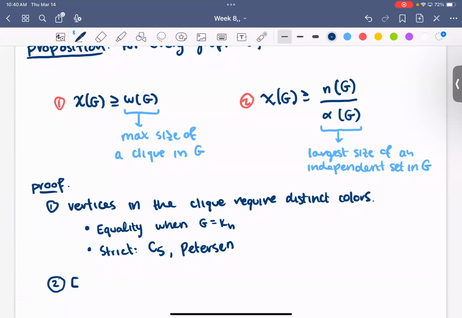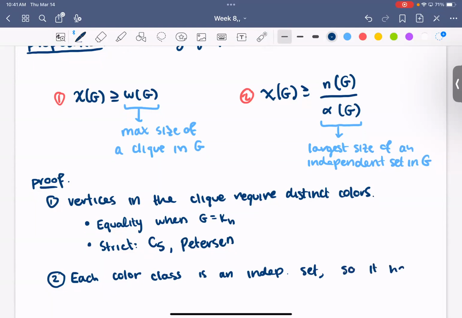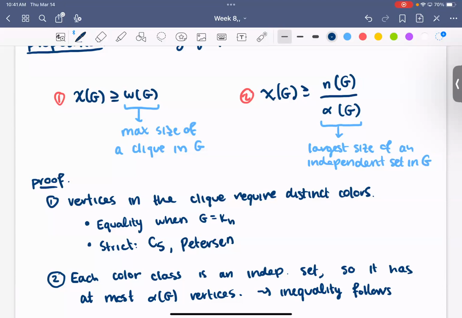Yeah, exactly. So each color class, which is just the vertices of one color, is an independent set, and so it has at most alpha of G many vertices in it. And then the inequality follows from that, because every vertex has to fall into some color class, and each one has size at most alpha of G, so the number of them necessary has to be greater than or equal to n over alpha. Okay, good. So we have these two lower bounds.